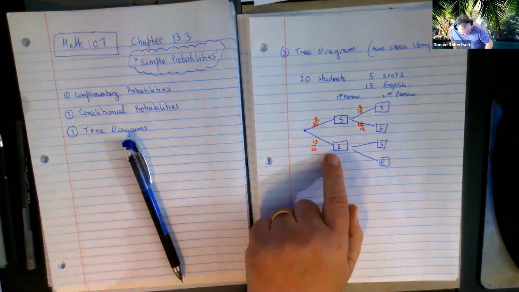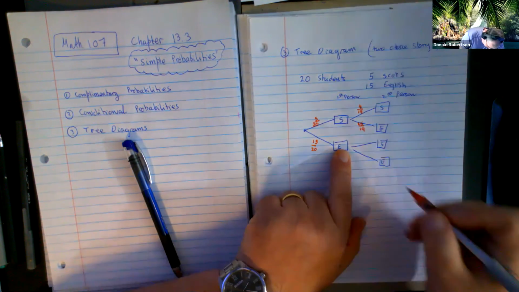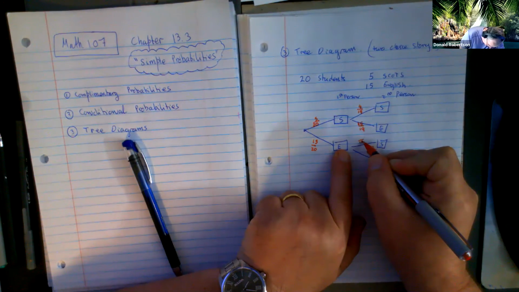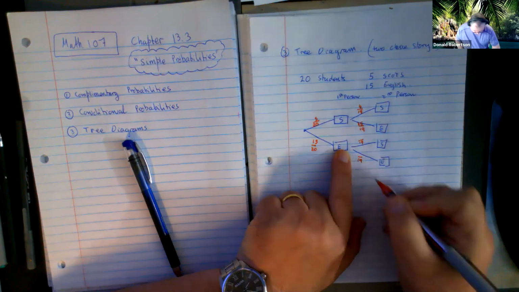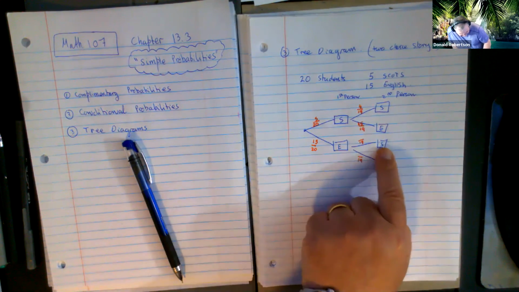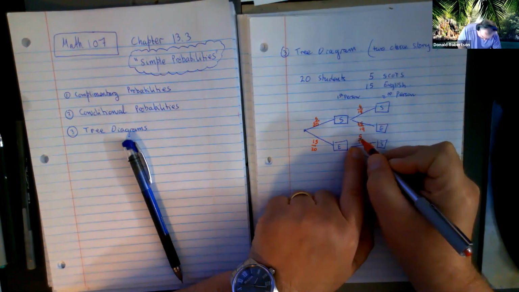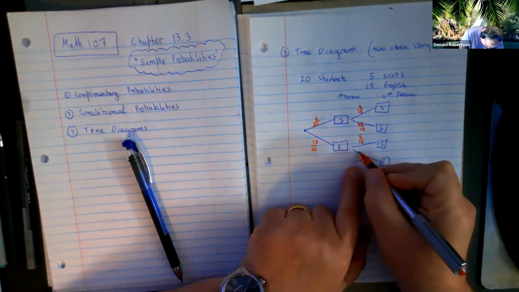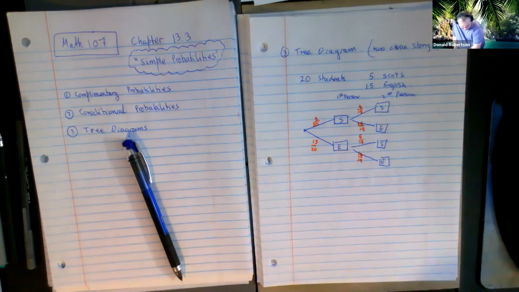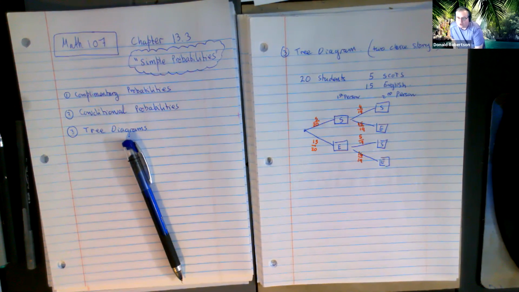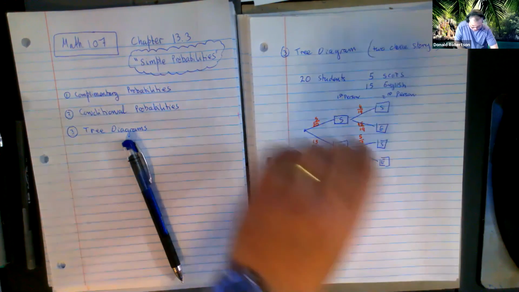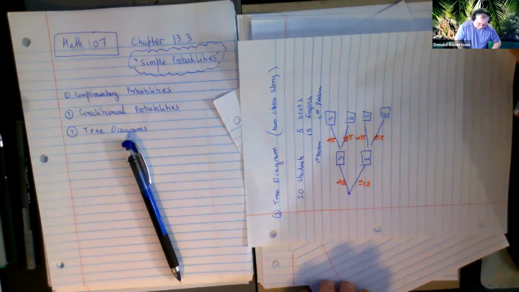Now look at this one. It was an English person that we chose. There's still 19 people left. But the chance that the second person is Scottish, well, there's 5 out of the 19 that are Scottish, and there's only 14 out of the 19 that are English. And we call these tree diagrams. They look like trees, you know, if you stick them that way around.